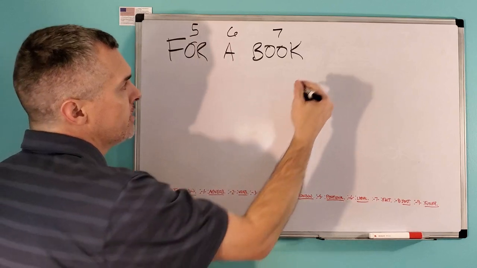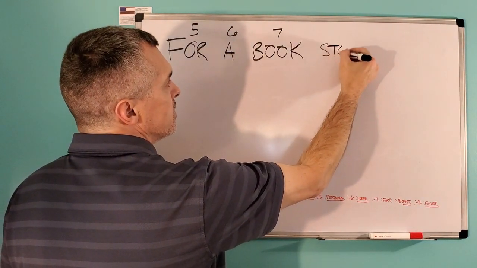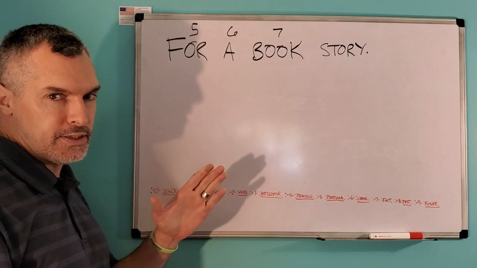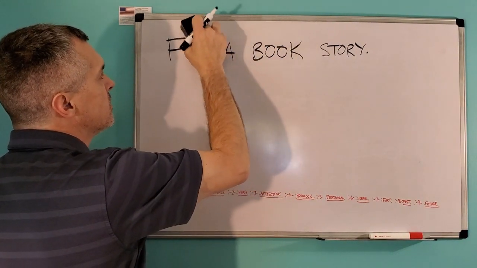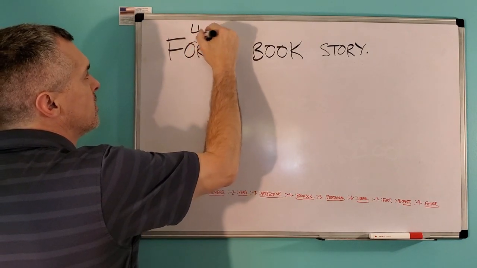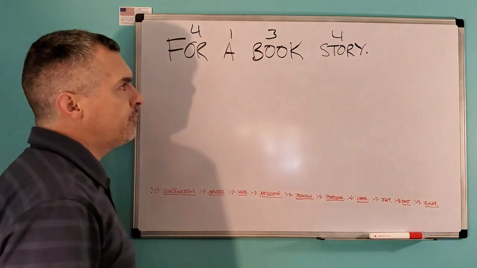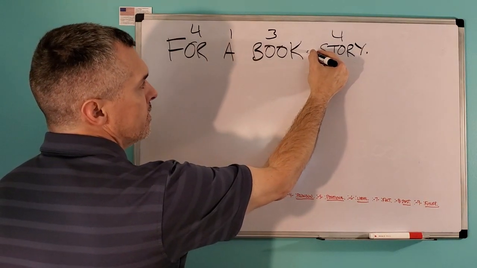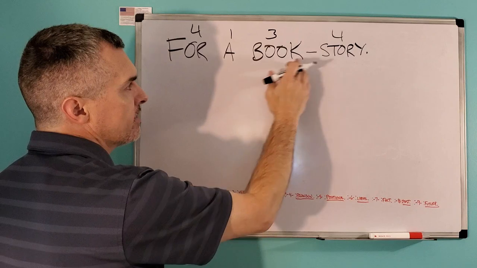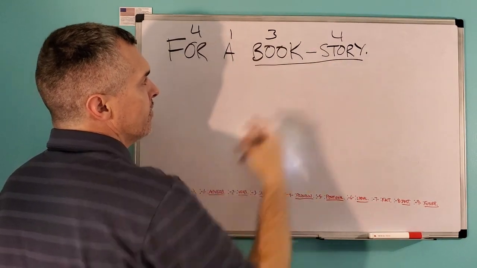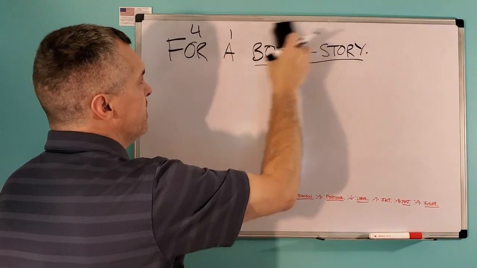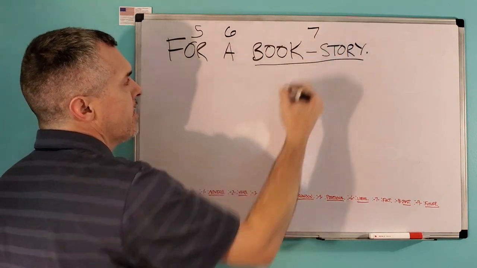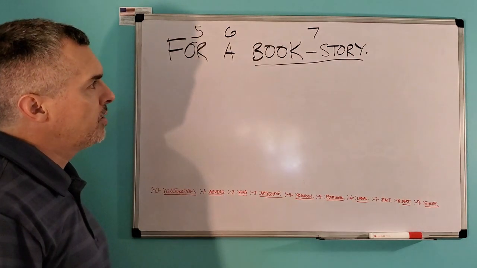What happens to the values if I put this? Now what happens to the syntax in this scenario? It becomes a 4-1-3-4. Why? Because there is no hyphen here. If I put a hyphen here, now it connects this fact with this fact, and I would also underline it, which brings it back into the correct sentence structure construct domain, and now it is a compound fact, book-story.